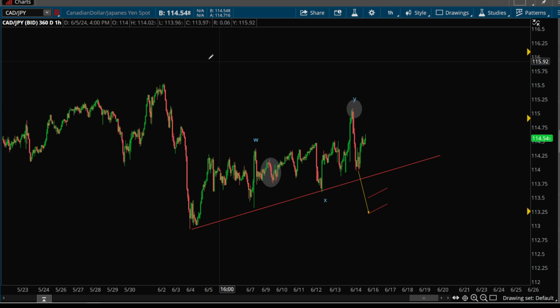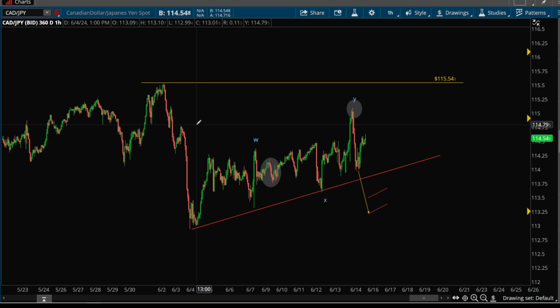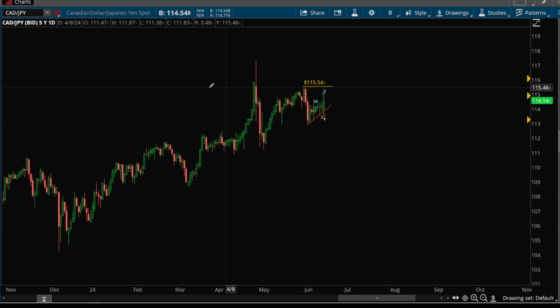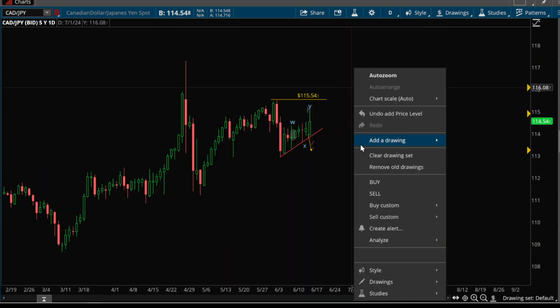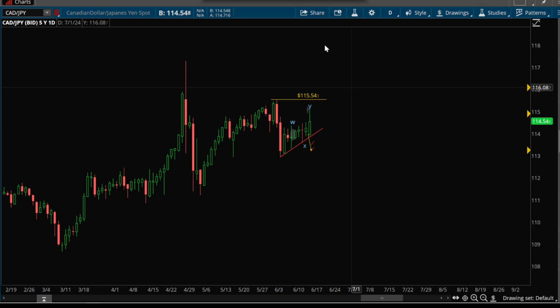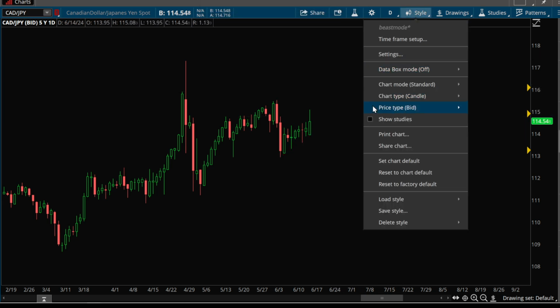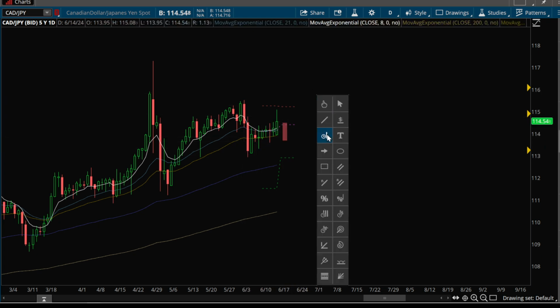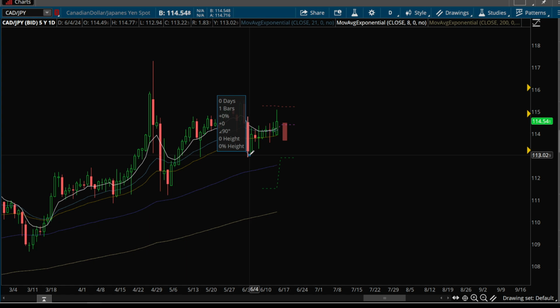You can either hold it until it takes out this high. You can dump it and take a daily. Clear this off. Take a daily close below the 8. So if we get a daily bearish engulfing candle that looks like this, now you're coming out of this structure, and you could take that sell.